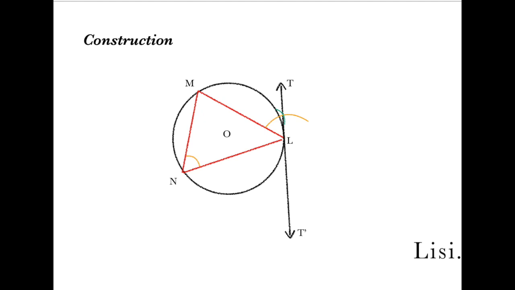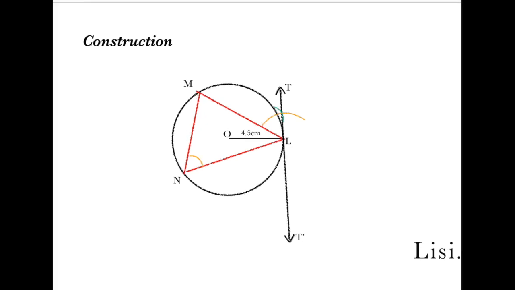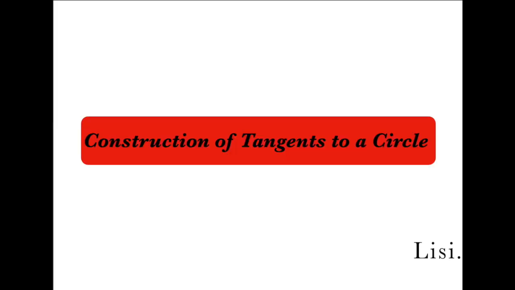Now draw the radius OL and write it off. What is your radius? 4.5 centimeters, isn't it? So write it off 4.5 centimeter. Clear, ma? That's all.